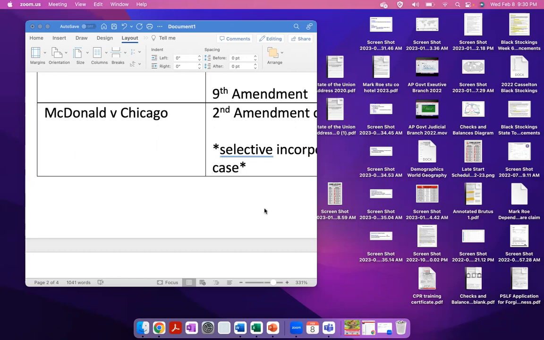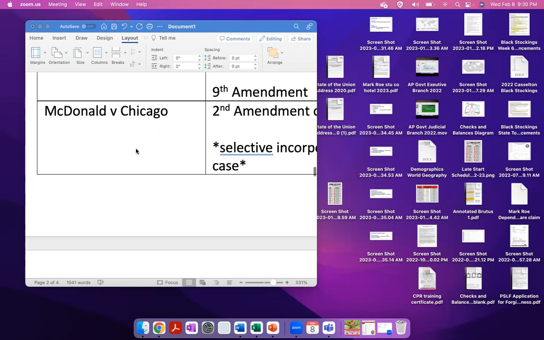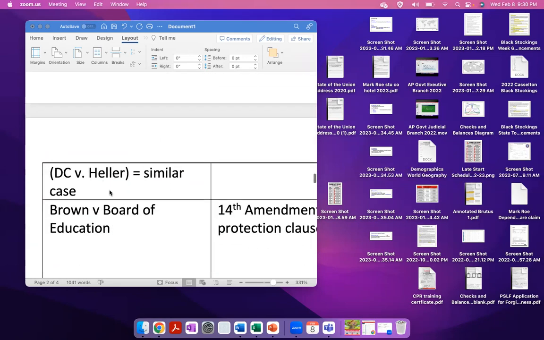Okay, Zoom is telling me here that we got 10 minutes. So we're going to go rapid fire here. Okay, so again, there you have DC versus Heller.